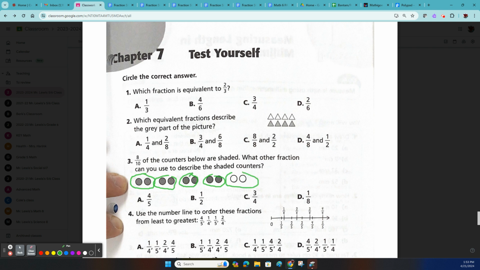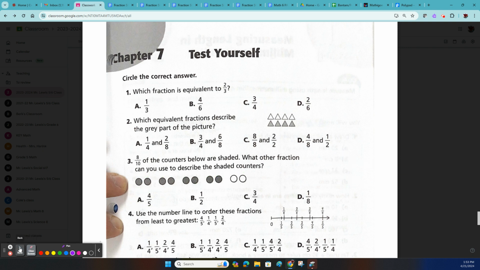So I got 1, 2, 3, 4, 5 groups. And how many of those are shaded? 1, 2, 3, 4. 4 groups. Boom. So we can say that 4/5 is equivalent to 8/10. And if I want to do this symbolically, I can show that by timesing this by 2, doubling it. 4 times 2 is 8. 5 times 2 is 10.